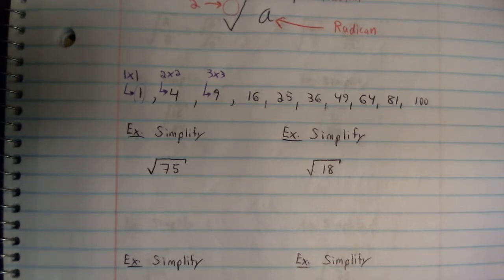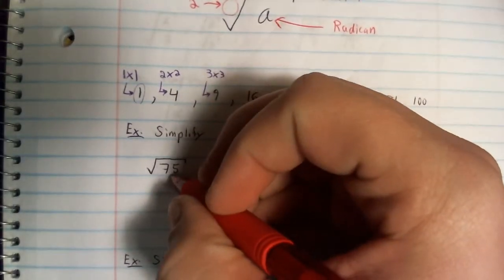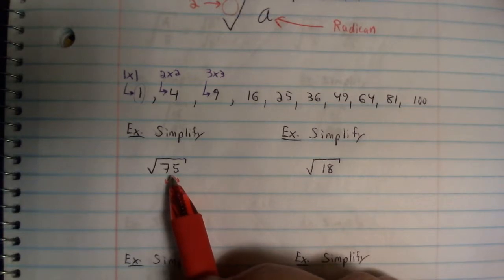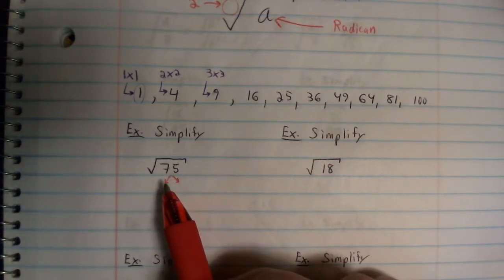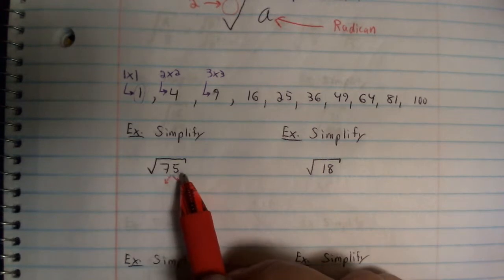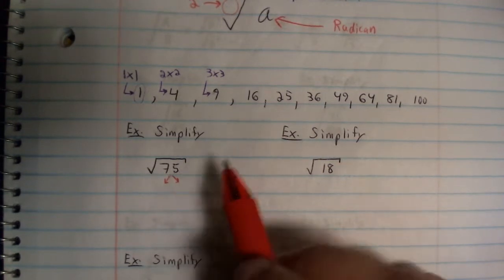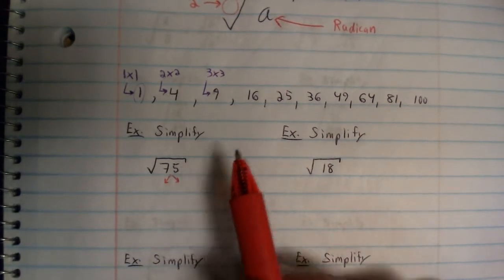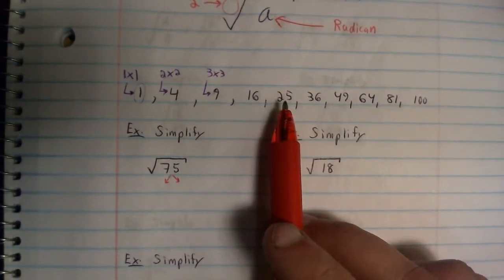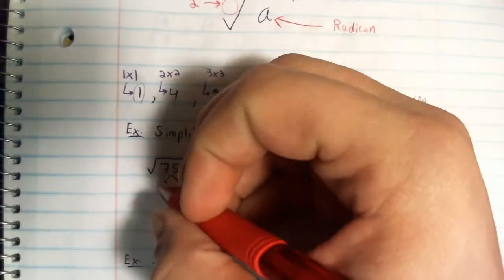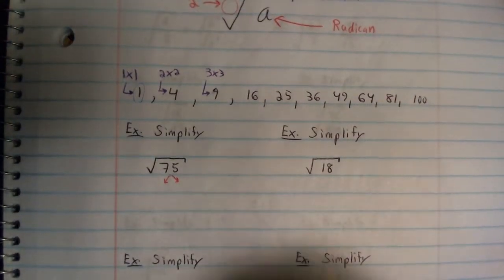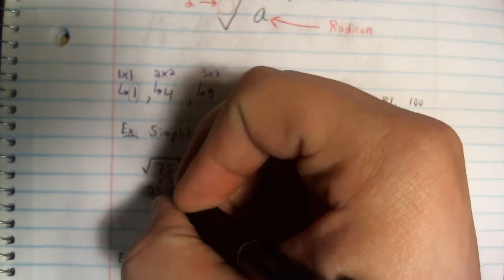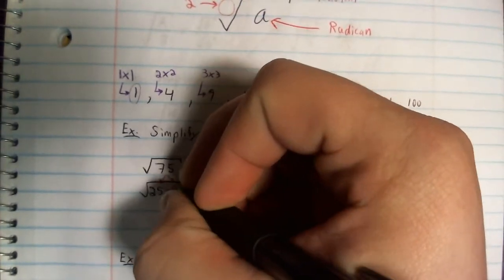Now, our strategy for all of these problems is going to be to think about two numbers that multiply to make our radicand. But we want one to be a perfect square. So we need to think of two numbers that multiply to make 75, one of them being one of these numbers. Now, this one's kind of easy because I know that 25 times 3 will give me 75. So right now we have 25 times 3 under the radical.